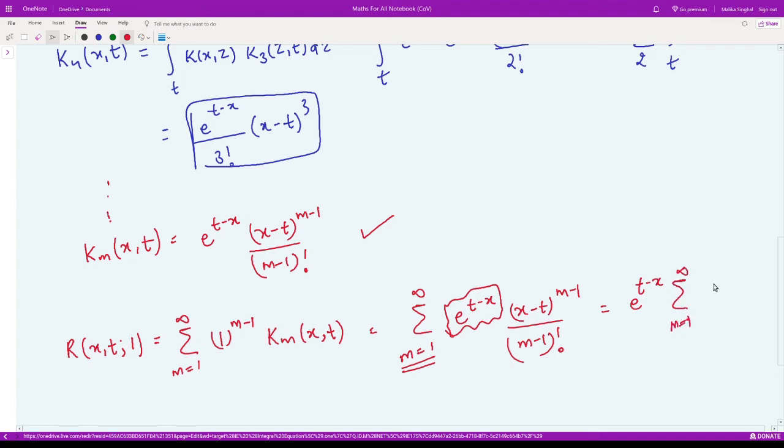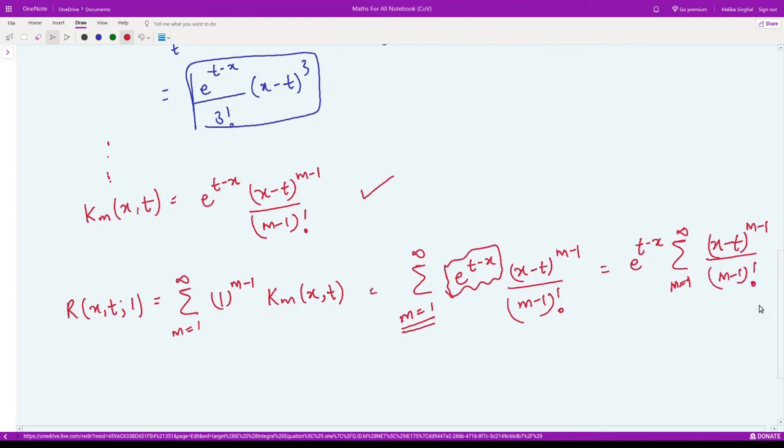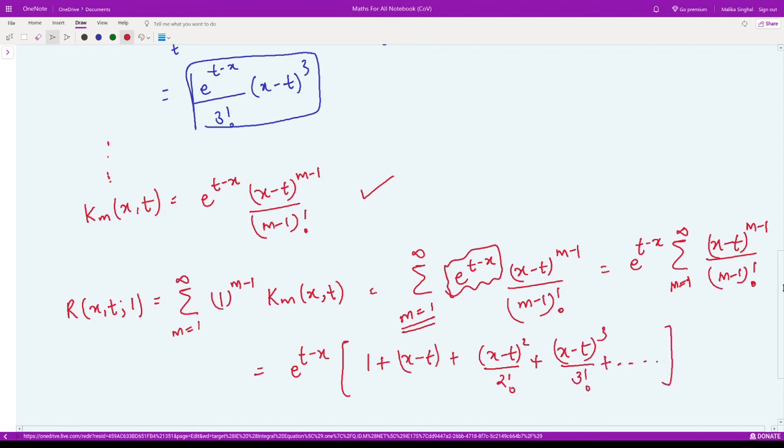So we are left with the summation from 1 to infinity of (x minus t) raised to power m minus 1 divided by (m minus 1) factorial, right? So it would be e to the power t minus x times 1 plus (x minus t) plus (x minus t) raised to power 2 by 2 factorial. If I open up the summation and substitute m is equal to 1 over here, m is equal to 2 over here, m is equal to 3 over here, and so on, (x minus t) raised to power 3 divided by 3 factorial plus so on. What do I get?